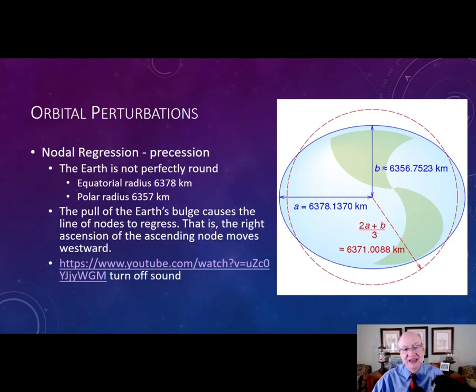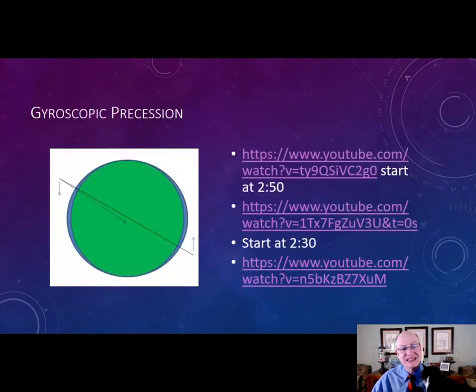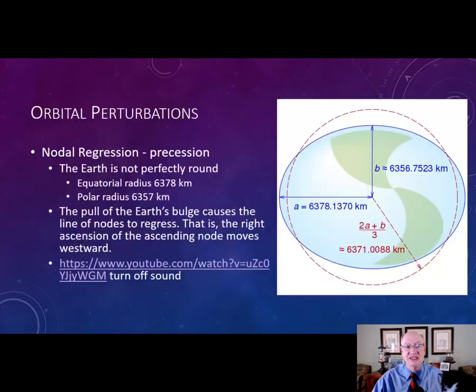And you can imagine then, I'll come back to this page in a second, that as a satellite orbits the Earth, that bulge is pulling on the satellite. That is, when a satellite is inclined to the Earth's equator, when it is north or south of the equator, that bulge around the equator is pulling down on the satellite. Now, what effect does this have?